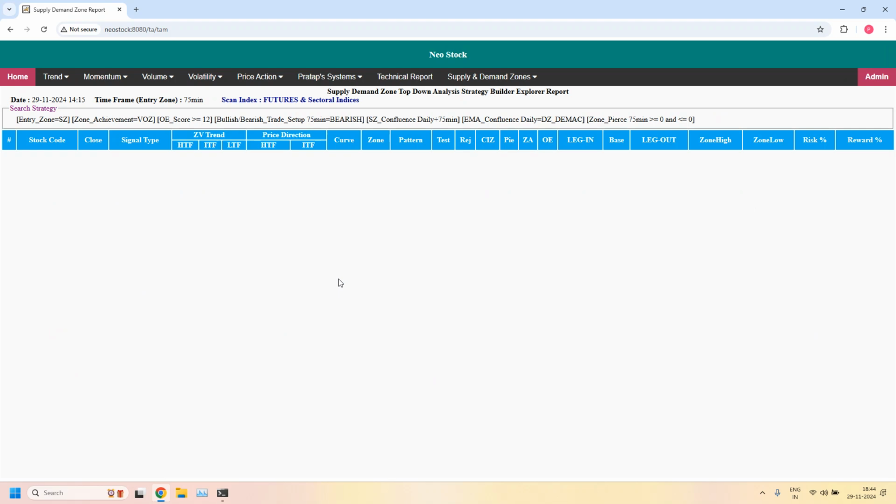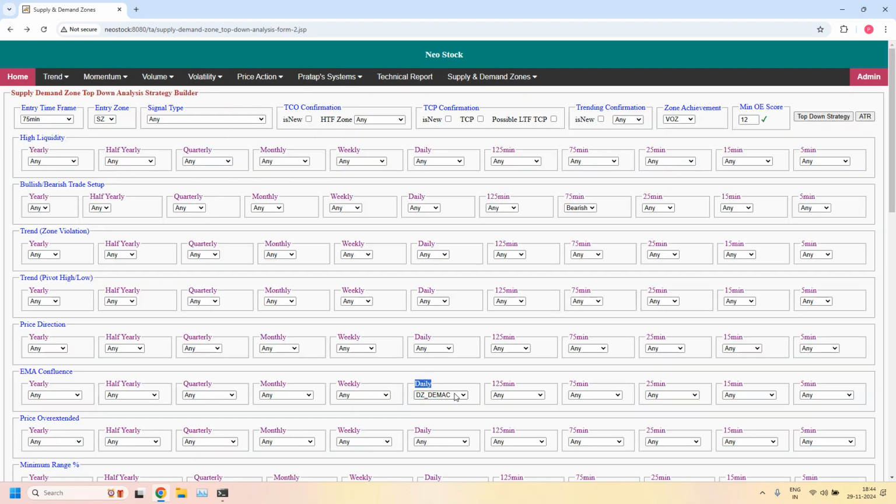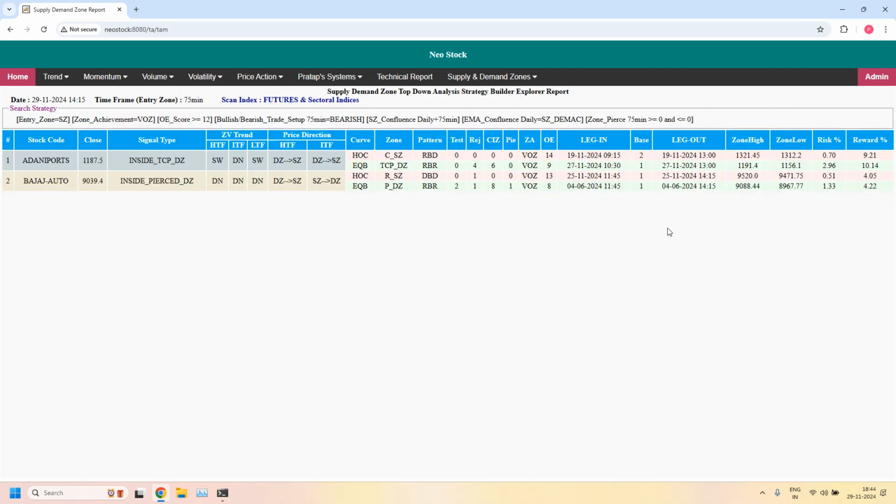Actually I made a mistake here. I have to look for supply zone confluence, because entry zone is supply zone. So that's why daily supply zone with daily EMA confluence. With this filter, we got 2 stocks. So these 2 stocks are even more high probability setup supported stocks.